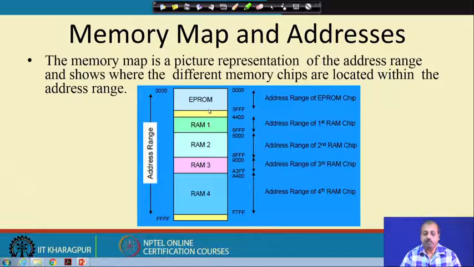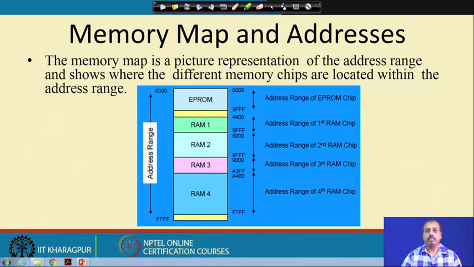And between this EEPROM and this RAM 1, there is some space which is not utilized. This address range, 4000 to 43FF, is not used by the processor. Okay. It is assumed that the processor will not generate any address in that range. If it generates one, then the system behavior is unpredictable. Similarly, towards the end, it generates addresses up to F7FF, and from F800 to FFFF this address range is never generated by the processor.